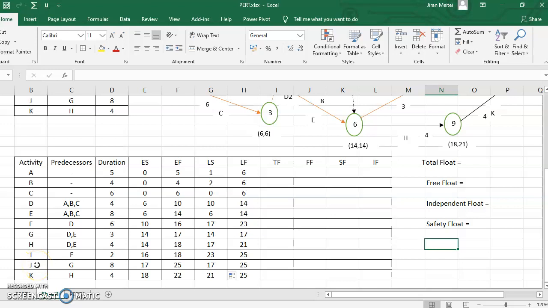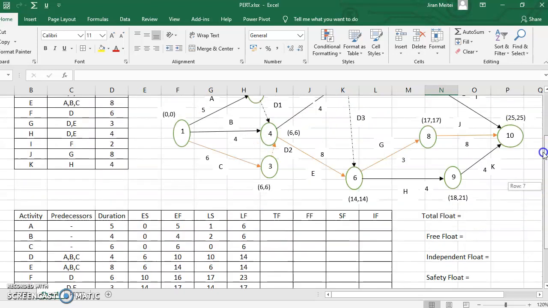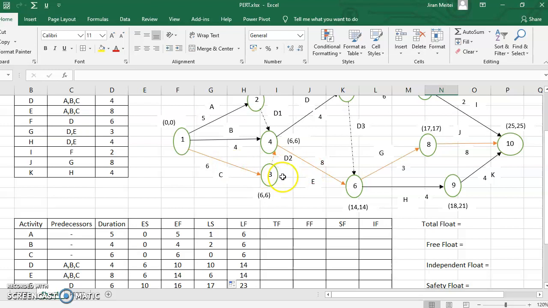You'll find out that the early finish time is always equal to the latest finish time. For C, the early finish time is equal to the latest finish time. For E, the early finish time is equal to the latest finish time. Same applies to the start. The early start time will be equal to the late start time. So what do you understand from here? For all the critical activities, the early starting time should always be equal to the latest starting time.